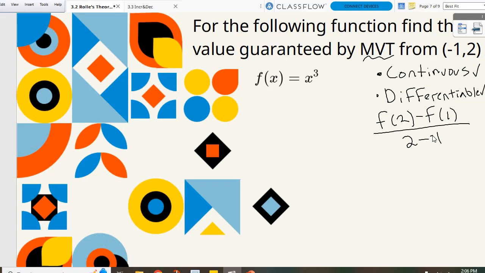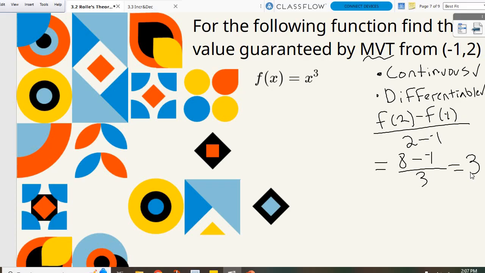So what is f of 2? 8. What is f of -1? 1. And then 2 minus a -1 gives us 3. Oh no, sorry, it's not 1. f of -1 is -1, there we go. I wrote f of 1. Drop the negative. Make sure that's a -1, because that's what our interval is. So yes, we get 3 on bottom, but then what do we get on top? 9, so 9 divided by 3 gives us 3.